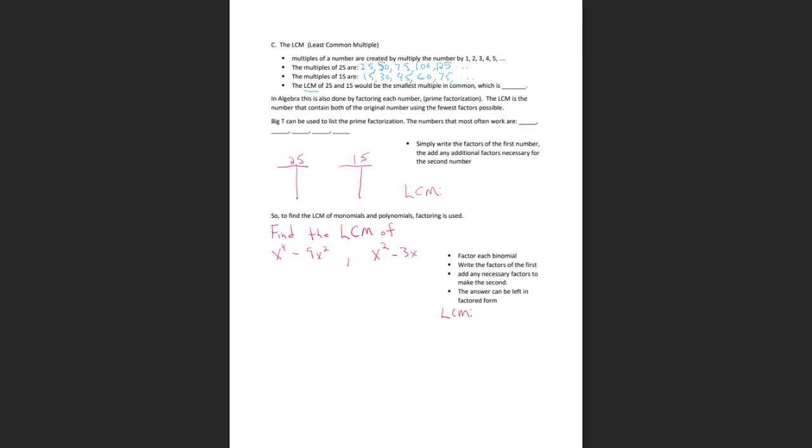Now, the least common multiple is the smallest multiple in common. So if I look at the multiples, we can see that the smallest multiple in common would be the 75. So the least common multiple would be 75. Now, we also can do this by using some strategies in algebra. We can use what we call a prime factorization. And the least common multiple must contain both of the original numbers.